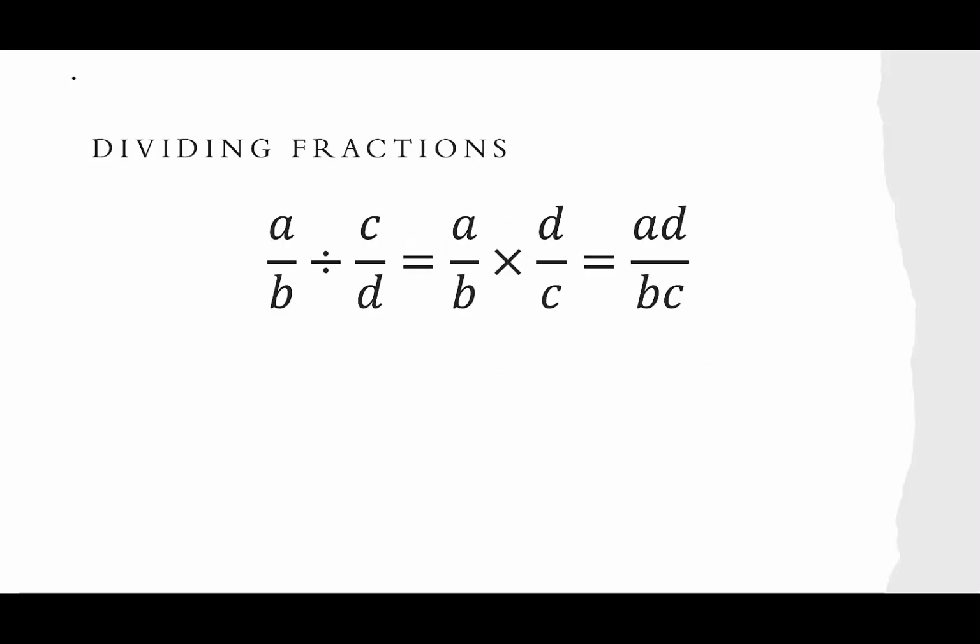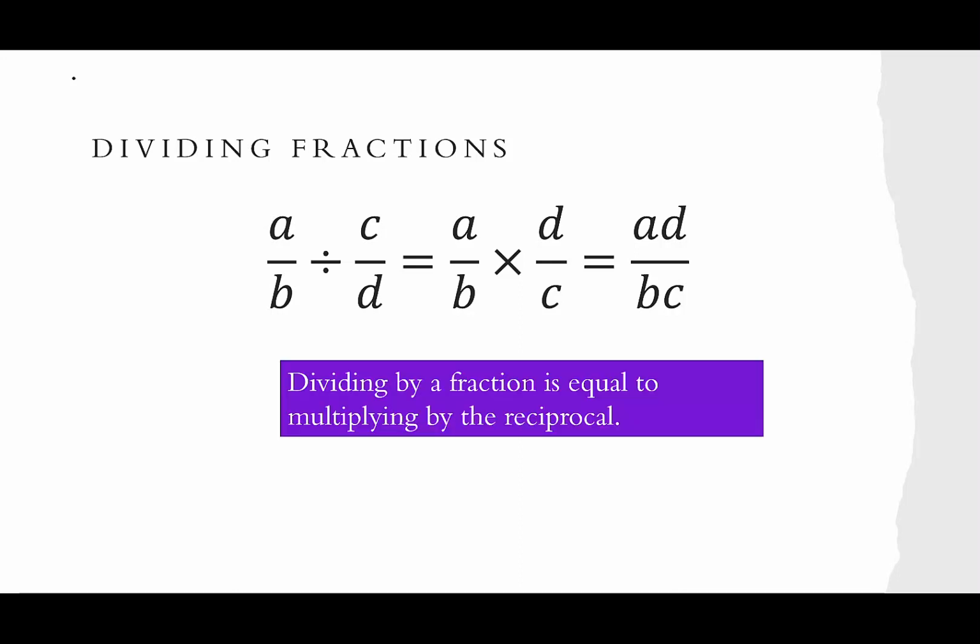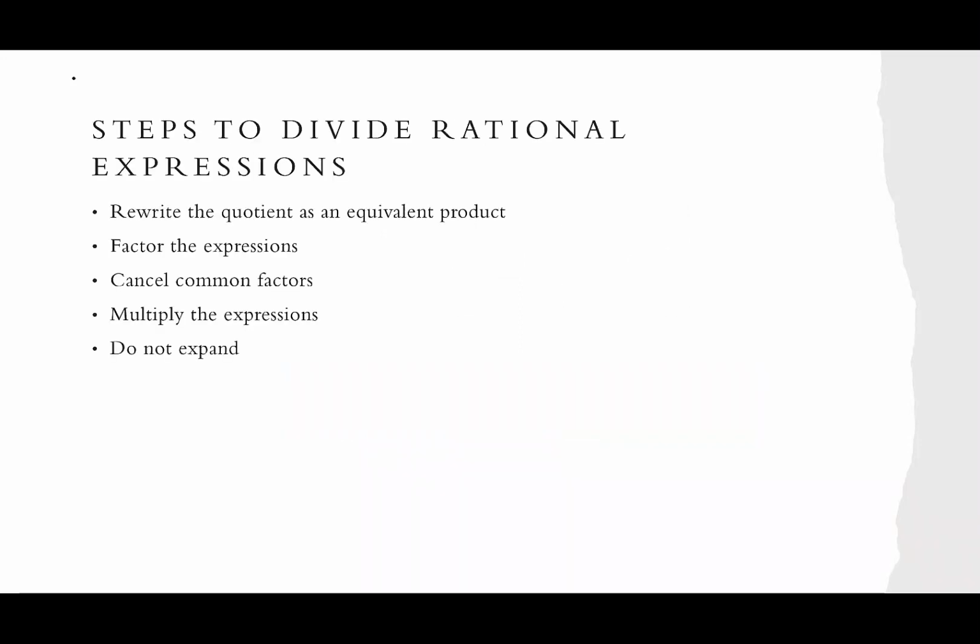When we move on to dividing fractions, like a over b divided by c over d, we get a over b times d over c, which is ad over bc. It's important to remember that dividing by a fraction is equal to multiplying by the reciprocal. So now, our steps to divide rational expressions are to start by rewriting the quotient as an equivalent product. Then we factor the expression, cancel common terms, multiply the expressions, and once again, we do not expand.